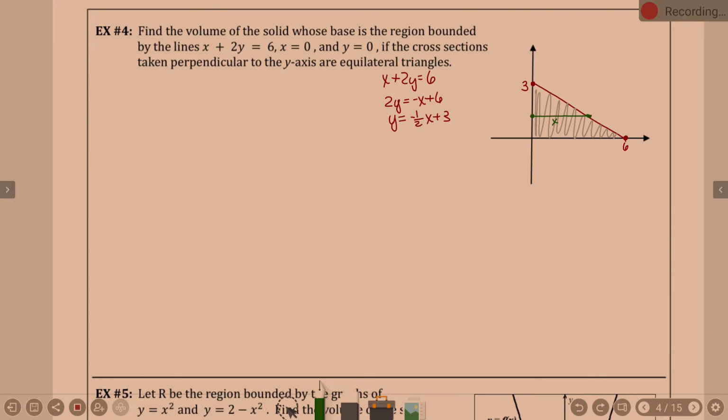Now, that also means when we talk about putting this equation into our formula, because we are talking perpendicular to the y-axis, we're working in terms of y. So I need to know what this equation is when it's solved for x. So I'm also going to have to know that this is x equals 6 minus 2y. Because we're going perpendicular to the y-axis, we're working in terms of y.